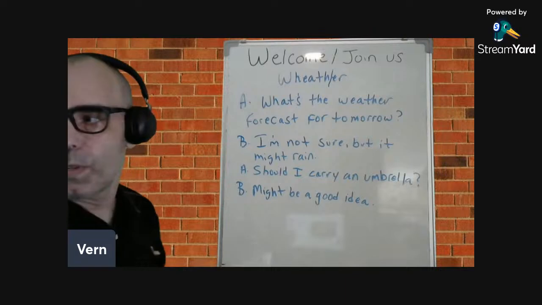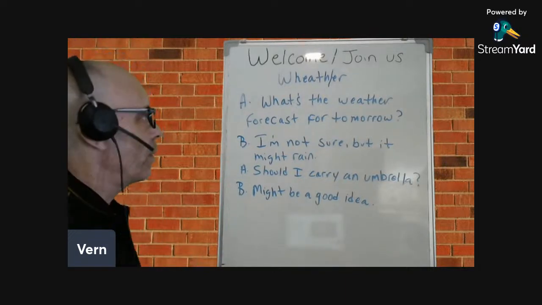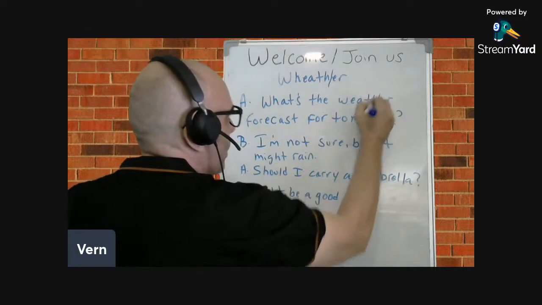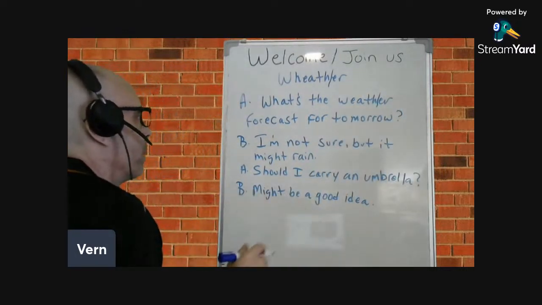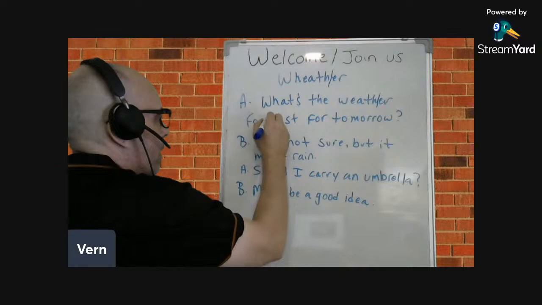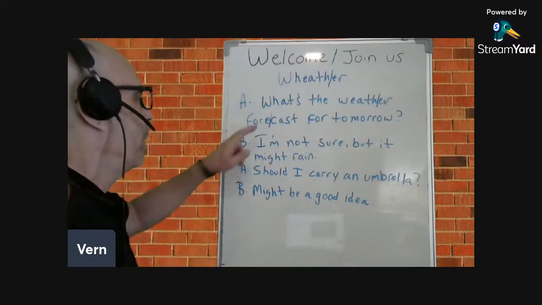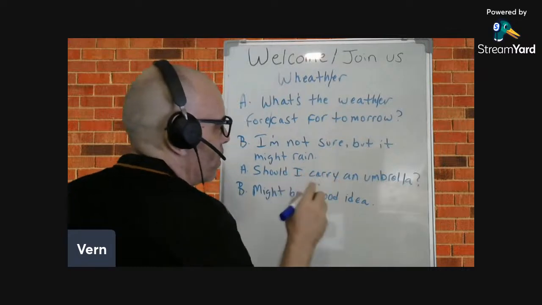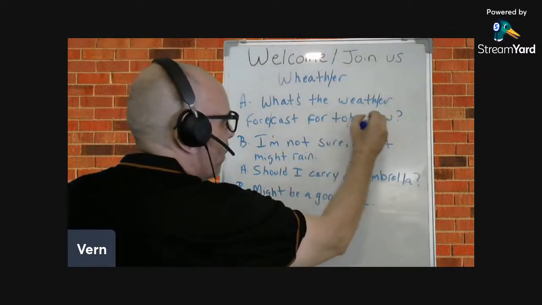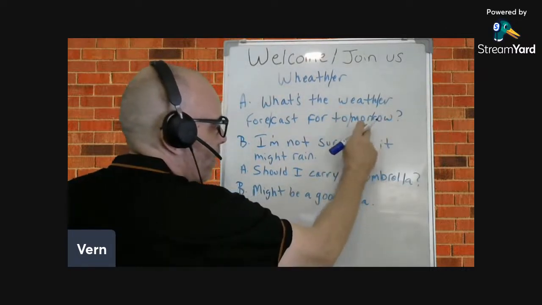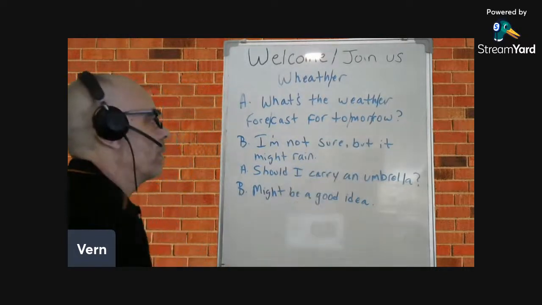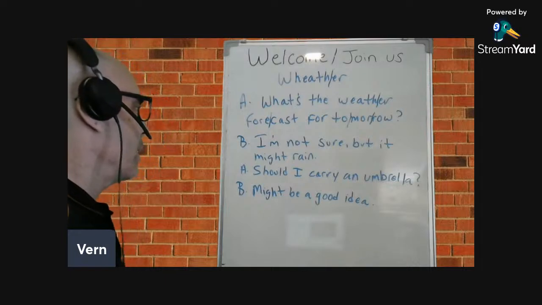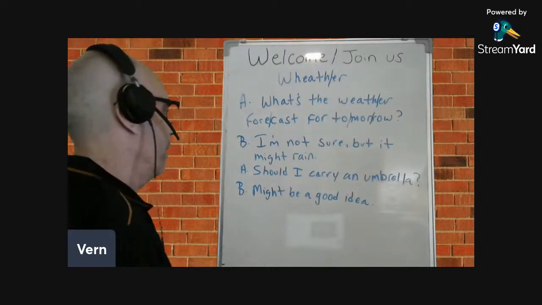Okay. Simple, basic. Let's work through it. What's the weather? Weather, double the TH sound. Weather forecast. Two words. Say each one completely. Forecast. For tomorrow. Tomorrow. Double letter. It's easy to find the syllable cut there. Tomorrow. I'm not sure, but it might rain.